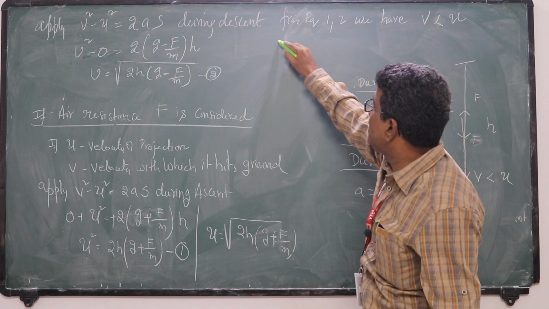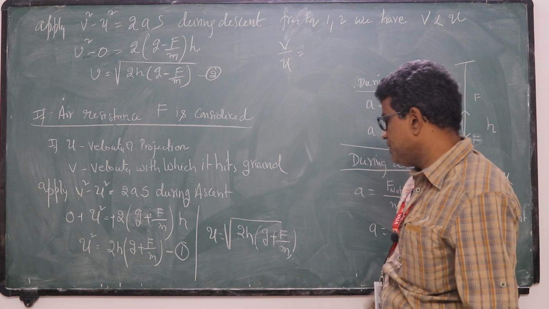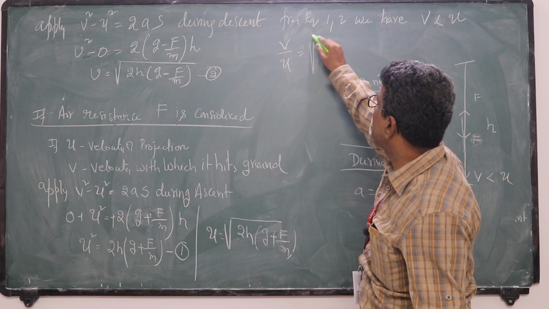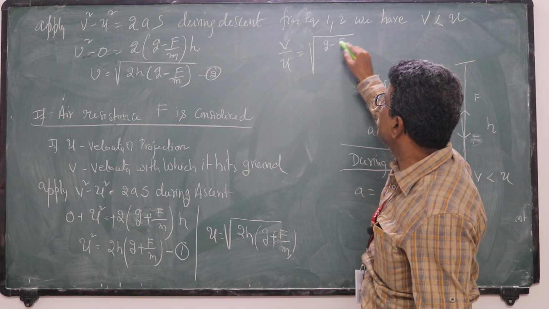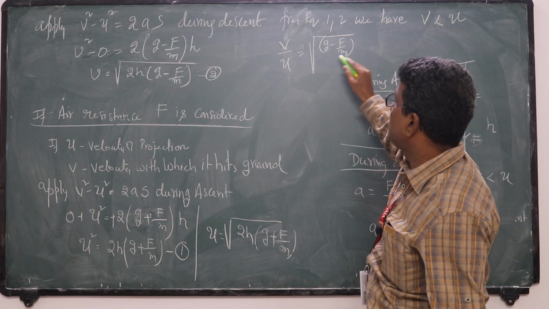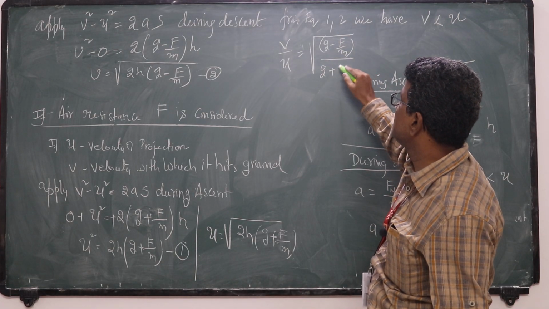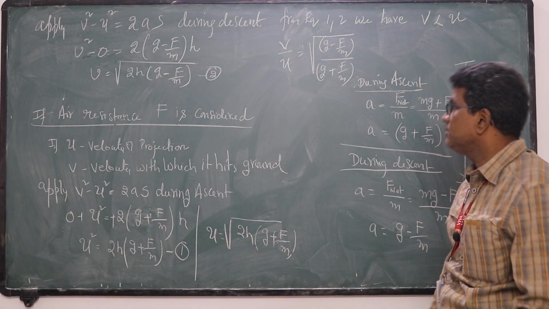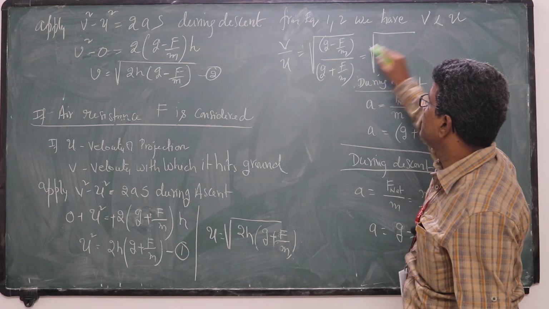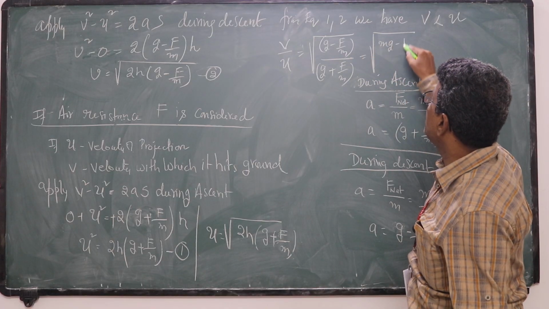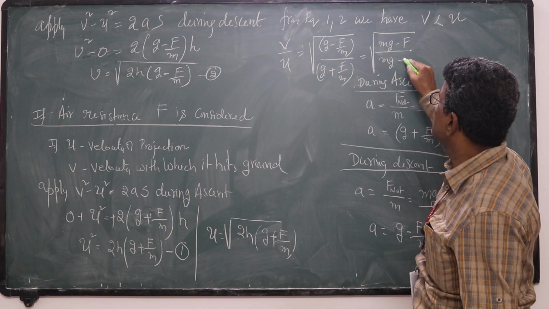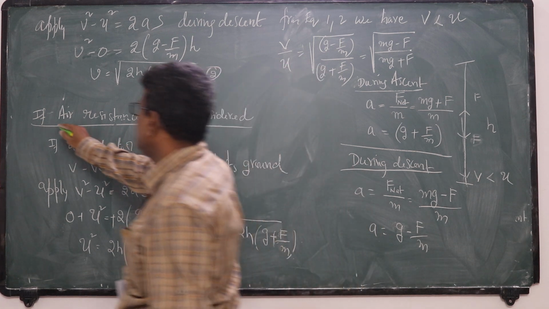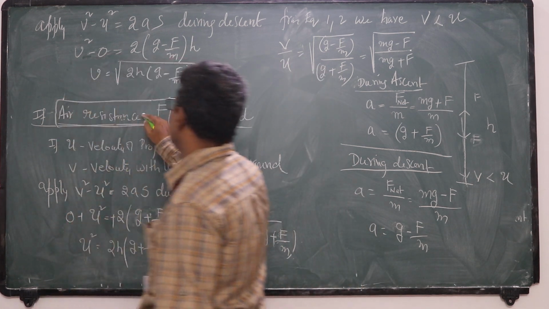Next, I want v by u. What is v by u? Square root of 2gh, 2h gets cancelled. That is under root g minus f by m by g plus f by m. Okay. So this is the answer, v by u. Or we can write, if you take m as common, under root mg minus f by mg plus f, where f is air resistance.